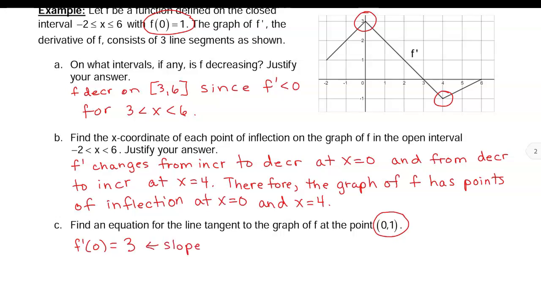Now we need a point. The point is actually being given to us. It is the point (0, 1). Put that information into your point slope form.